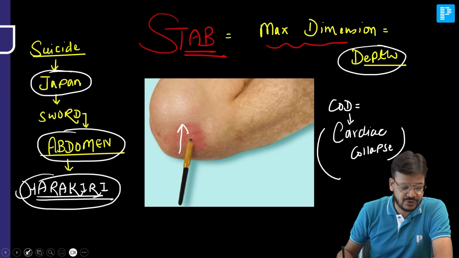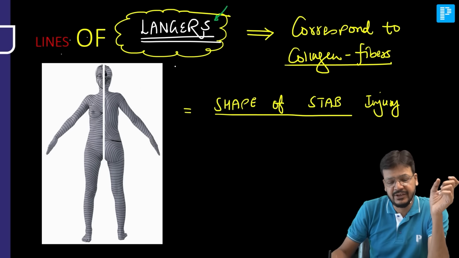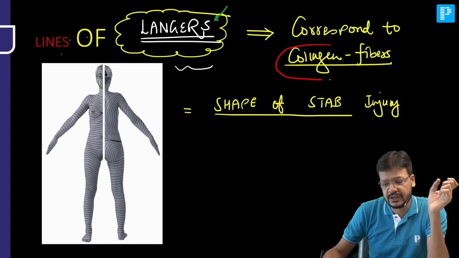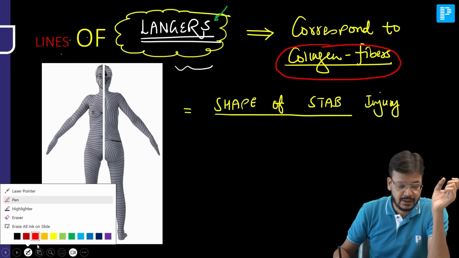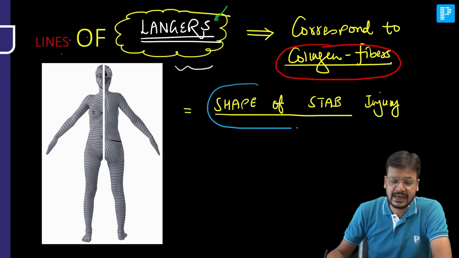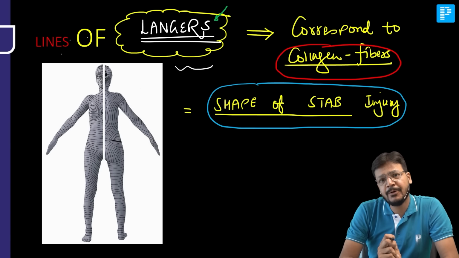Stab maximum dimension is depth. Now, sir, this question comes in exam. The line of Langer, two questions you can get in an exam. The line of Langer corresponds to the collagen fiber, and this decides the shape of the stab injury.